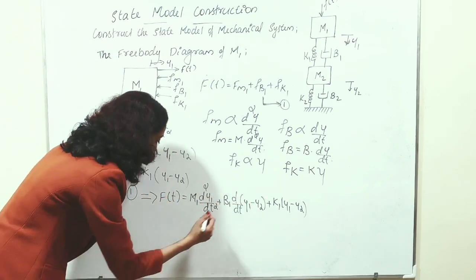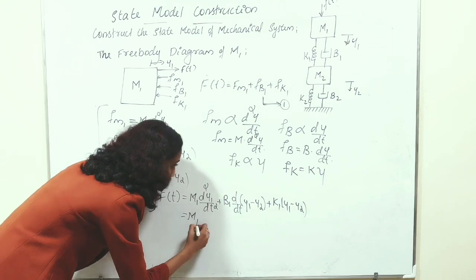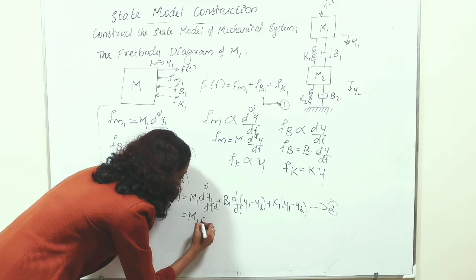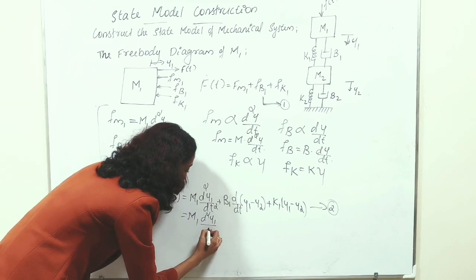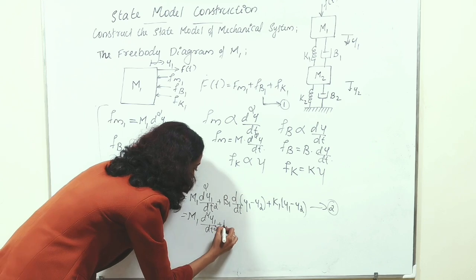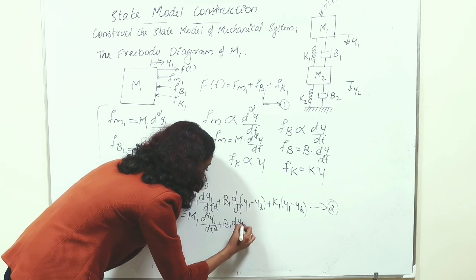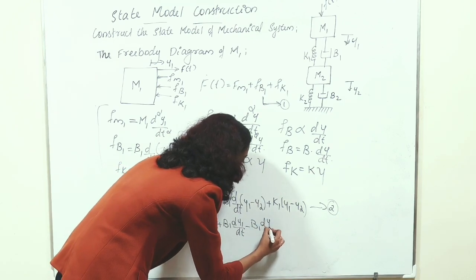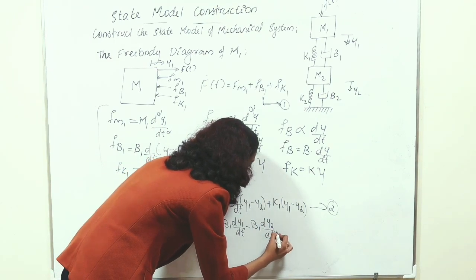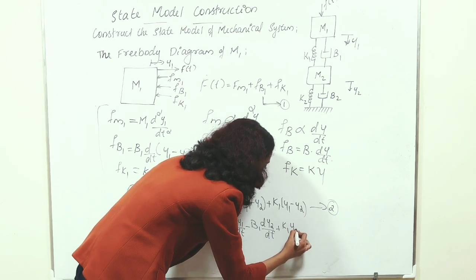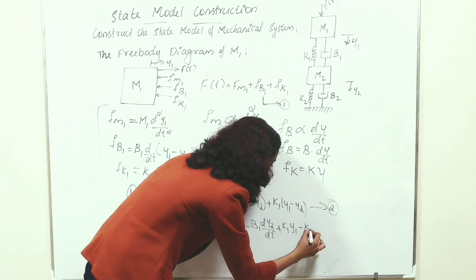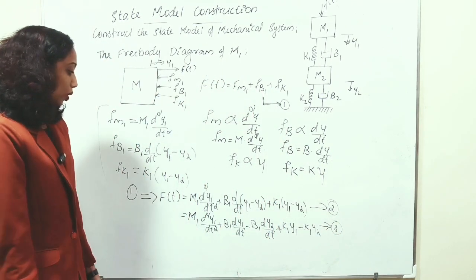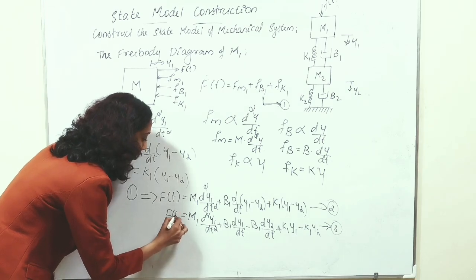And by removing all the brackets, we get m1 into d square y1 by dt square plus b1 into dy1 by dt minus b1 into dy2 by dt plus k1 y1 minus k1 y2 is equal to f of t. Write this as equation number 3.